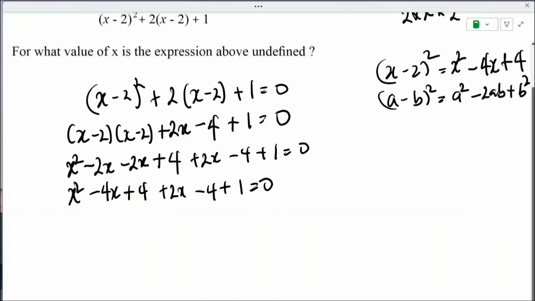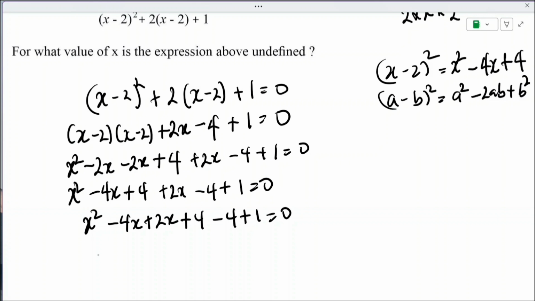You can further collect like terms. You have x squared minus 4x, then you have plus 2x. This 2x owns this positive. So you have plus 2x. There's no other value with x. So we take plus 4, don't forget that, minus 4 plus 1 equals 0.